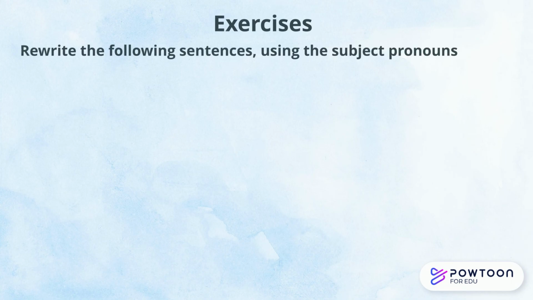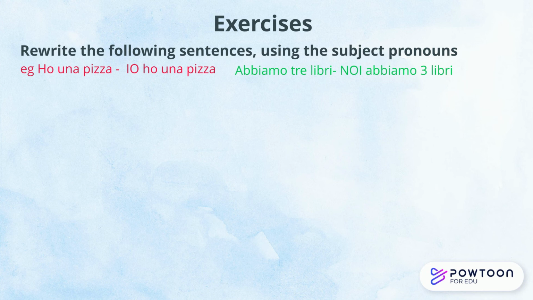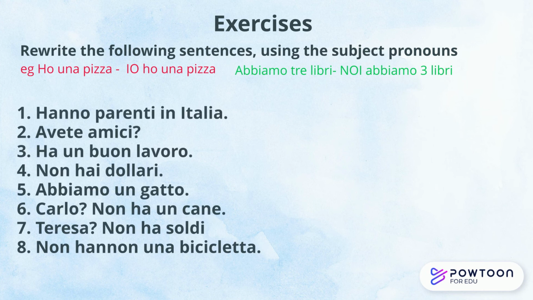So these exercises, what you could do is rewrite them using the subject pronouns. Example, ho una pizza, you would write io ho una pizza. Abbiamo 3 libri, you would write noi abbiamo 3 libri, etc. So just read the 8 sentences and then just rewrite them using the subject pronouns, and that's a really good exercise for you.